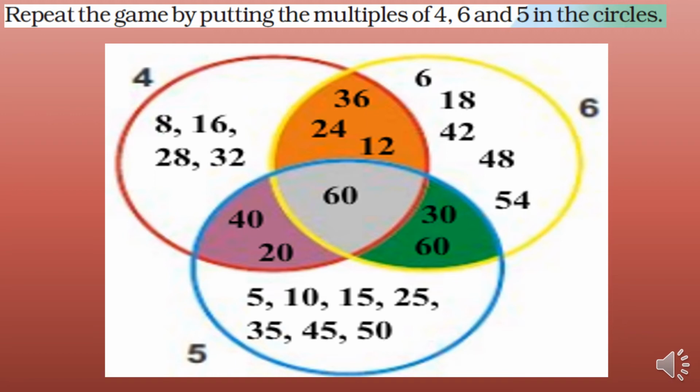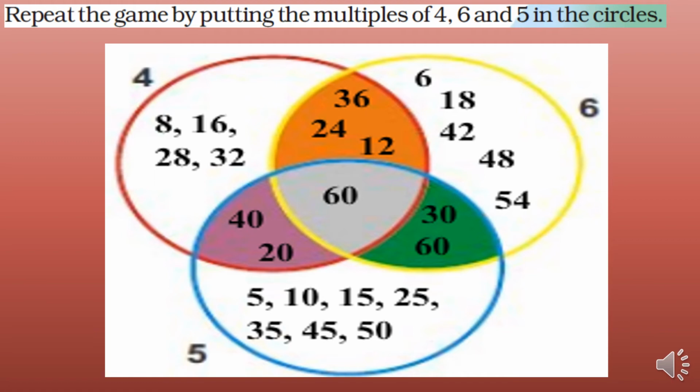Now look at the orange part. Here we will write common multiples of 4 and 6. So the common multiples of 4 and 6 are 12, 24 and 36. Now the common multiples of 4 and 5, we will write in purple. So that is 20 and 40. The common multiples of 6 and 5 are 30 and 60. So 60 in the gray is the common multiple of 4, 6 and 5.